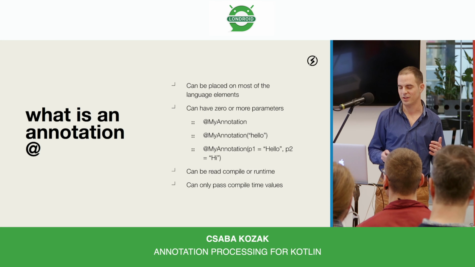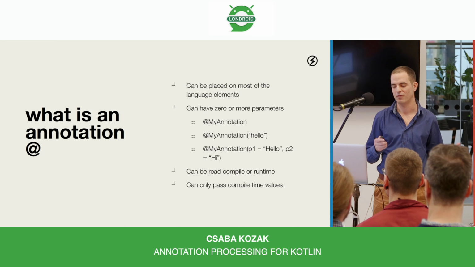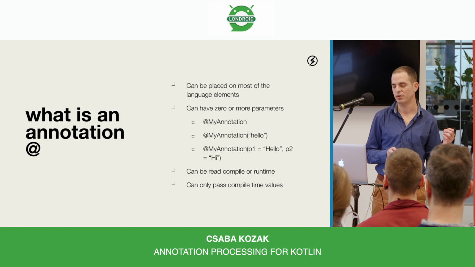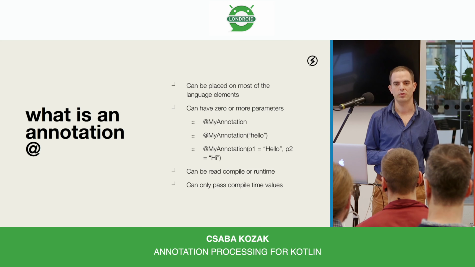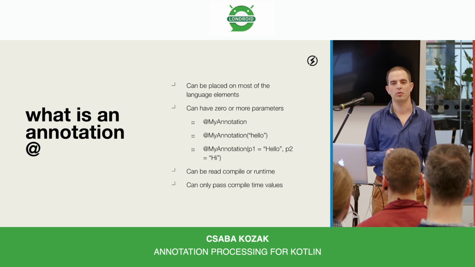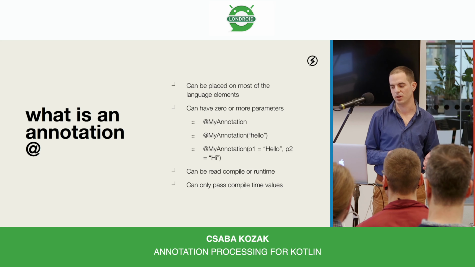So to understand annotation processing, we have to understand what an annotation is first. Basically, it's a piece of metadata or a note or marker which can be added onto your Kotlin or Java code, so you can add more information to it. It can be placed on most of the language elements, so you can place it on top of your classes, functions, properties, etc. An annotation can be useful by itself, but you can also add parameters to it.